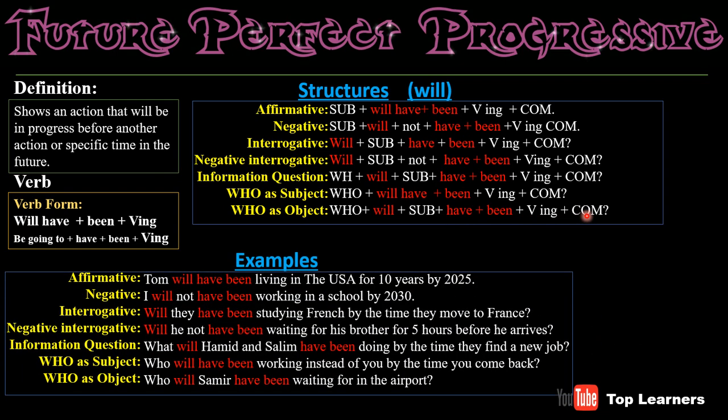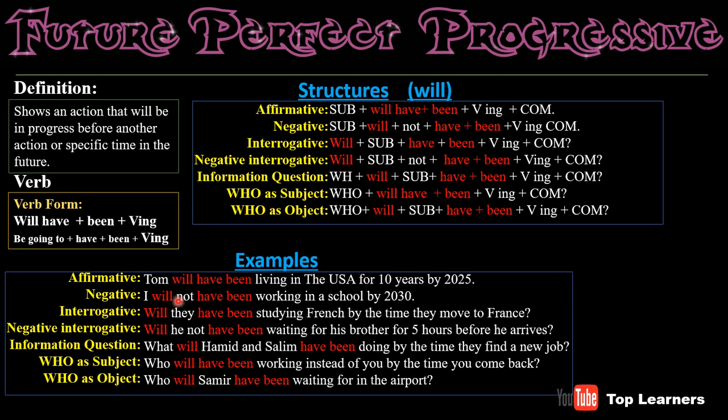Let's see the examples for future perfect progressive. Positive, Tom will have been living in the USA for 10 years by 2025. In this example, we have two parts. The first part is called the main clause. Tom will have been living in the United States of America. And the next part, for 10 years by 2025, is called the time phrase for this sentence.